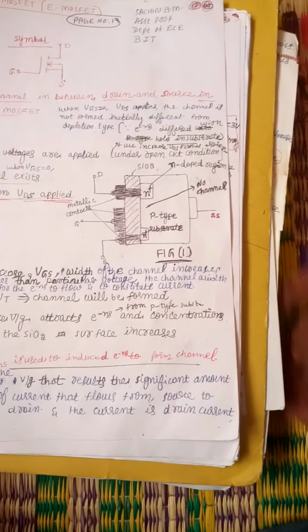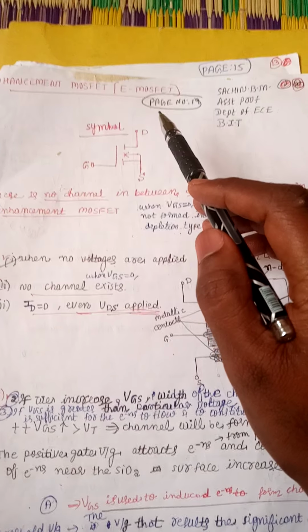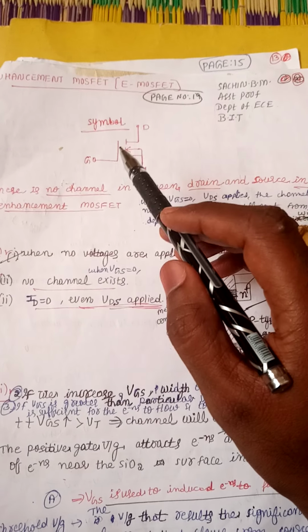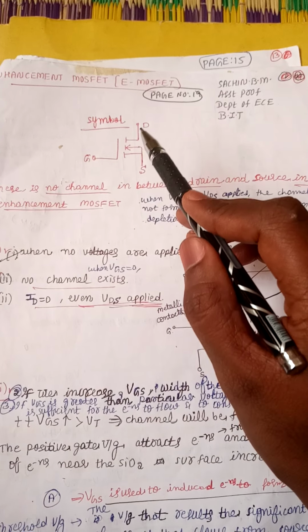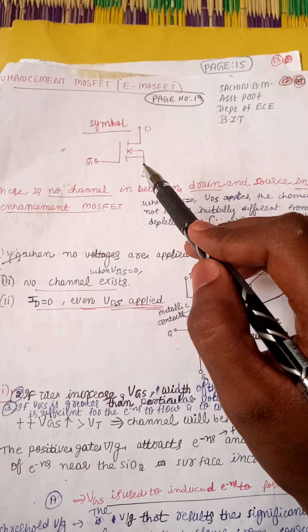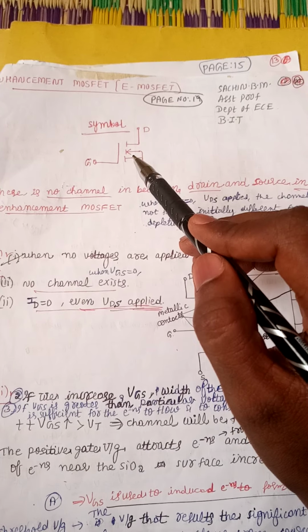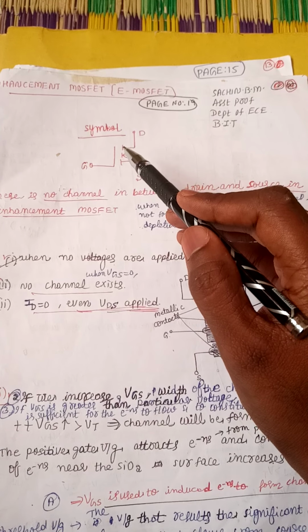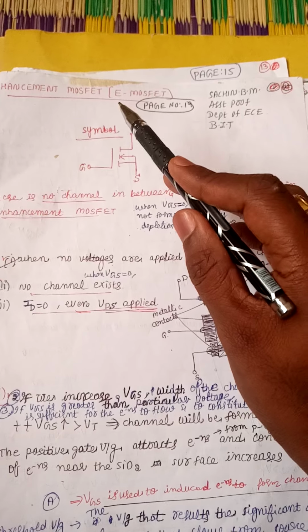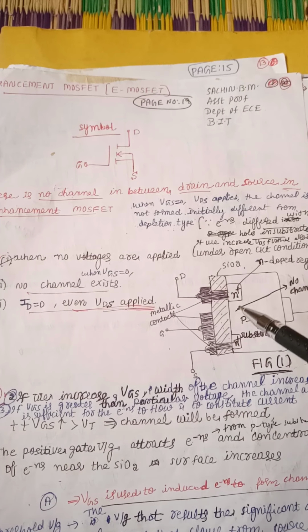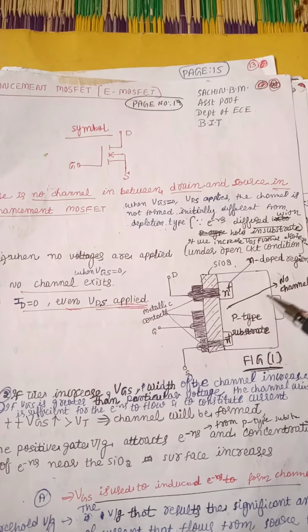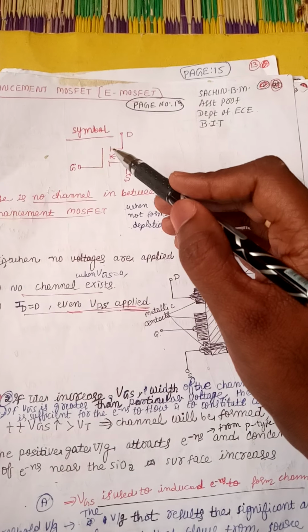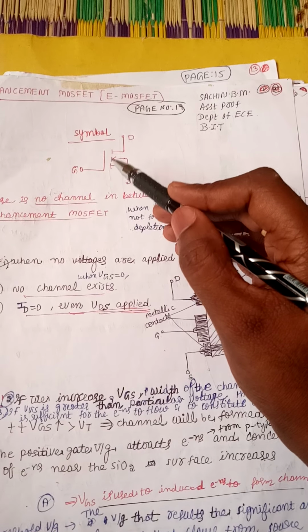In today's class, I am going to discuss enhancement type MOSFET. The circuit symbol for N-channel enhancement type MOSFET is like this. In the case of depletion type, due to pre-existing of the channel, we have shown the continuous line here. But in the case of enhancement type MOSFET, there is no pre-existing channel. Therefore, here I have shown it with dashed lines.